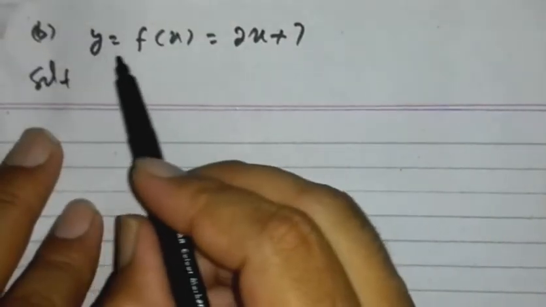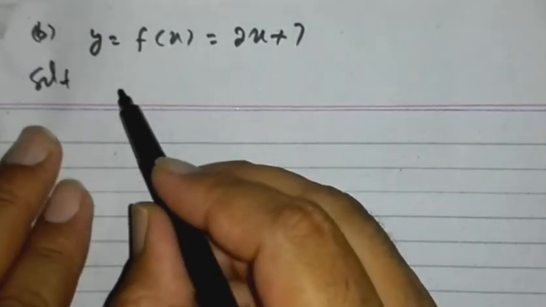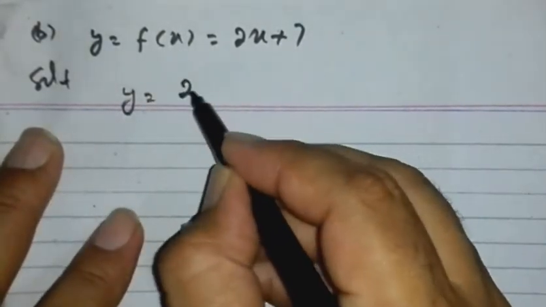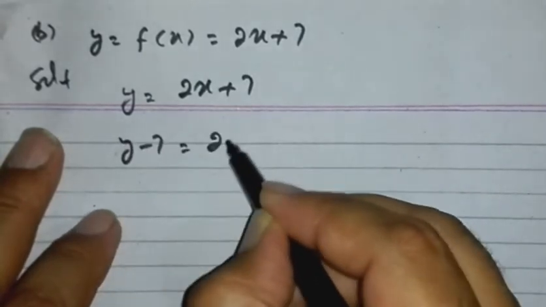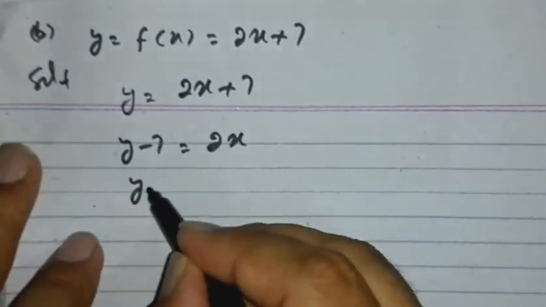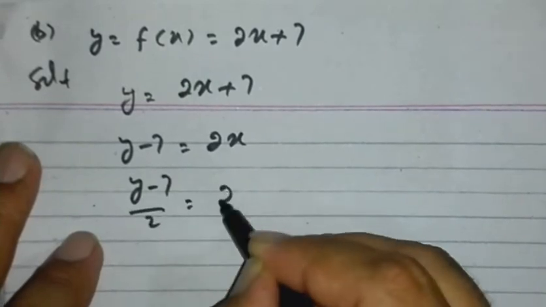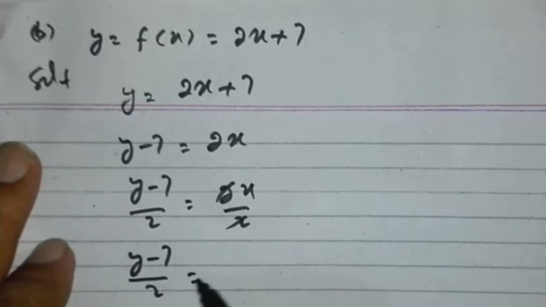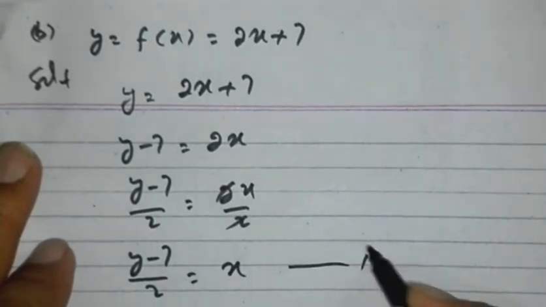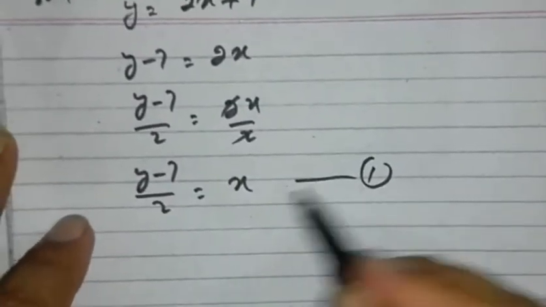Part B, y equals f of x equals this. Take y equals 2x plus 7, shift this 7 to the left side, y minus 7 equals 2x. Divide both sides by 2: y minus 7 divided by 2 equals 2x divided by 2, we get y minus 7 divided by 2 equals x. Name it equation 1.